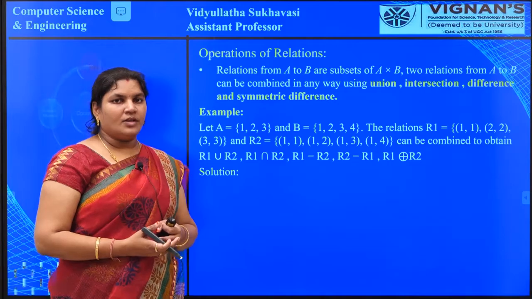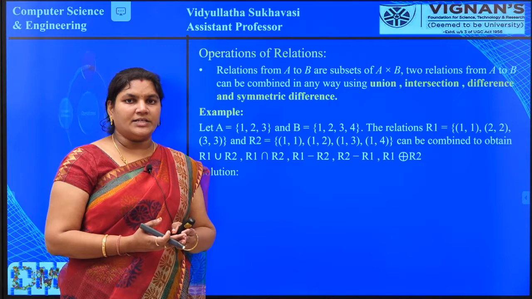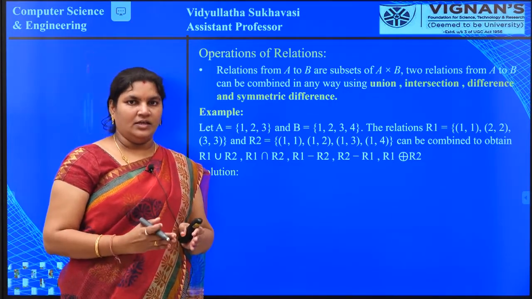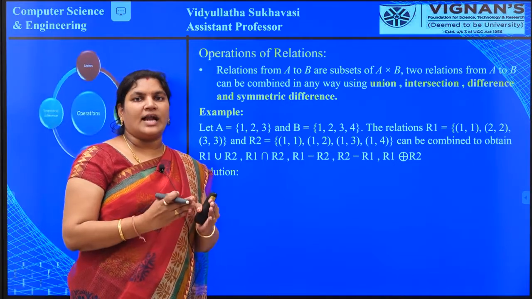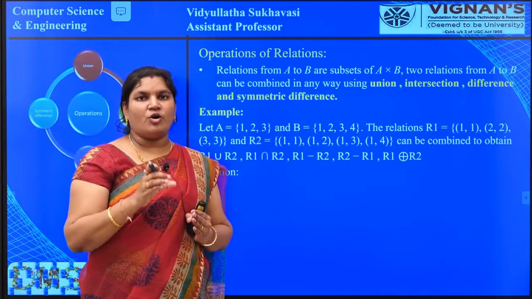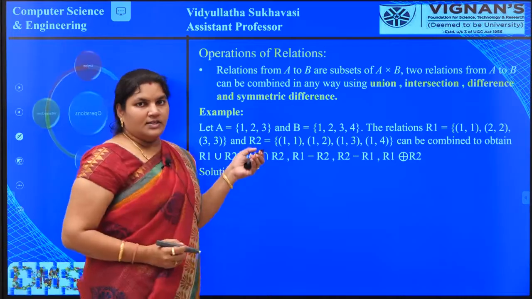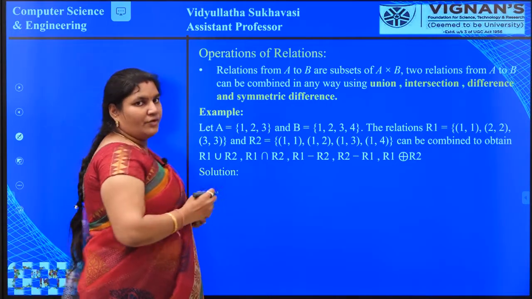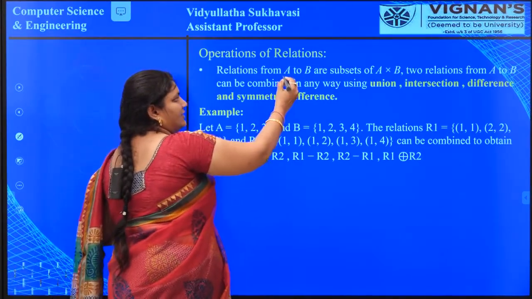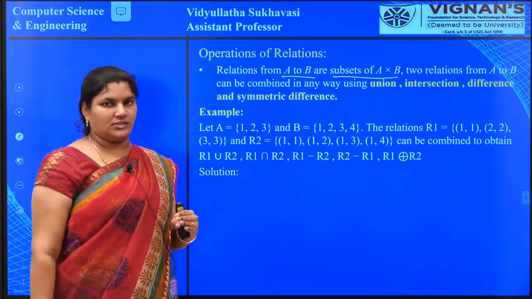So here we have learned what a relation is. If we have two sets like A and B, we are going to find the Cartesian product of both the sets. Here the Cartesian product A cross B will contain the relation R. See here, in operations of relations, when we are discussing operations, first we need to take two sets. We need to find the subsets of A cross B.